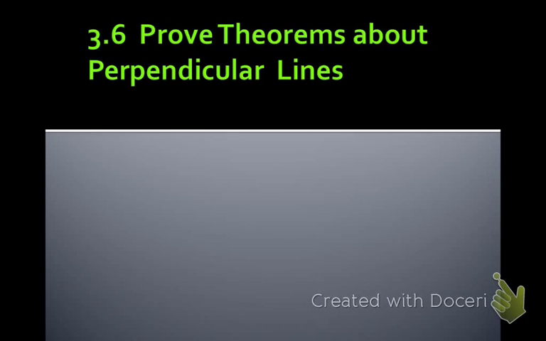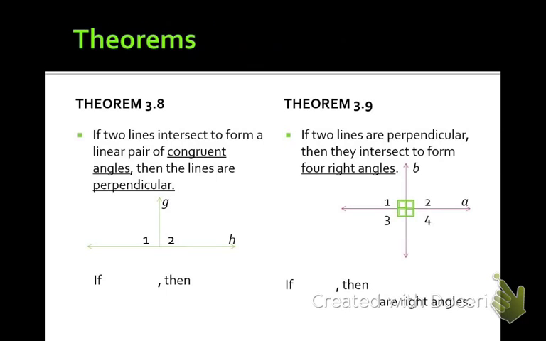Now, we've got some theorems that have to deal with perpendicular lines. First one, theorem 3.8. Again, the number doesn't matter. If two lines intersect to form a linear pair of congruent angles, then the lines are perpendicular. A linear pair of congruent angles means they have to add to 180, and they have to be the same, so they're going to be right angles. So basically it's saying if two lines intersect to form right angles, then the lines are perpendicular.